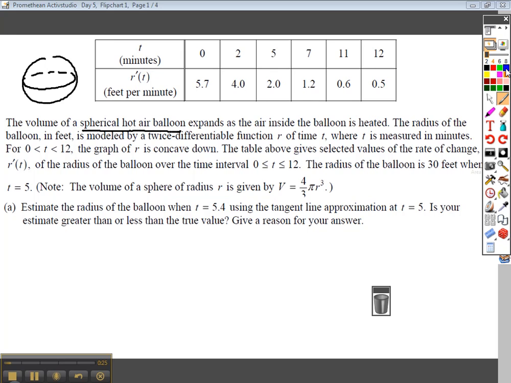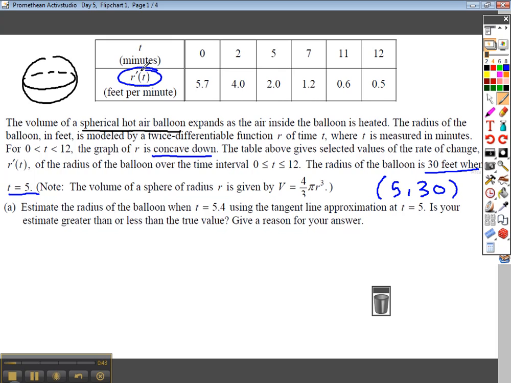Another thing we know about it is that it's concave down, and we know that the radius of the balloon is 30 feet when t equals 5. So I want you to think of that as a coordinate. When t is equal to 5, the radius is equal to 30. Keep in mind, this is r prime, not r.